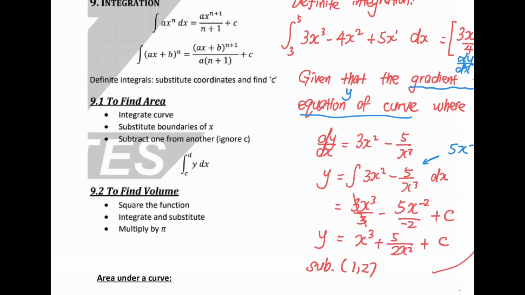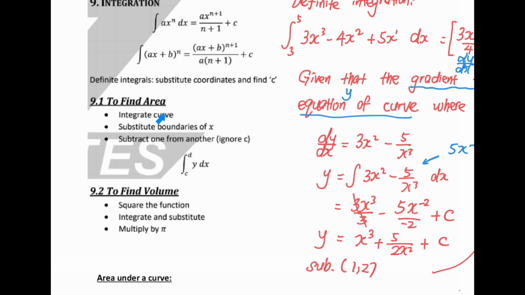Okay, so we look at the next subtopic here. To find area, so you know when we do integrations, when we integrate the curve, we can find the area under the curve. We have to know something like that. Okay, so you integrate the curve, that's the first thing. Second thing, you have to substitute the boundaries of x, and then you subtract one from another, ignore c.